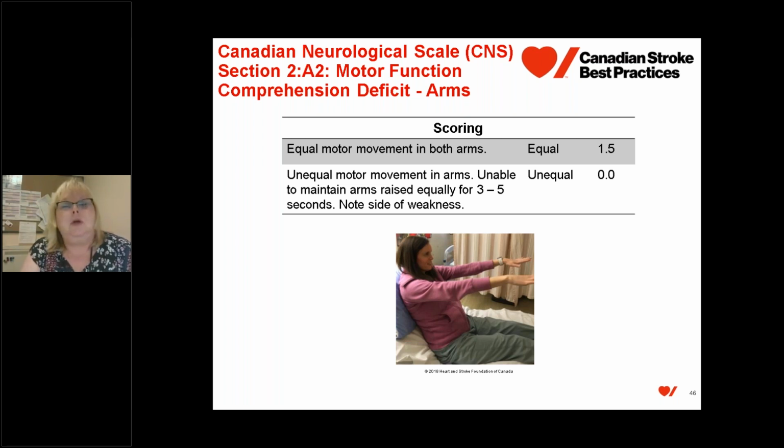If the patient is not cooperative in keeping their arms raised out in front of them for 3 to 5 seconds, you can apply painful pressure to the nail beds and observe how each limb withdraws to the painful stimuli to see if they do it equally.